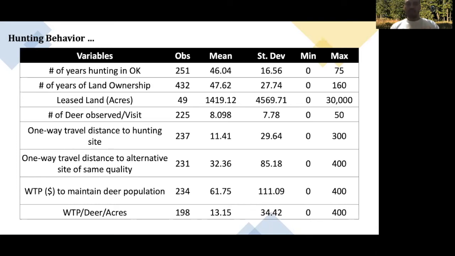This reflects the importance of maintaining and improving existing deer habitat to maximize the hunting benefit and the hunt satisfaction of hunters. To get the recreational hunting experience, landowners are willing to spend on an average of $61.75 and up to $400 just to maintain what they already have in their regular hunting site. Also, they are willing to spend on an average of about $13 and up to $400 for a deer in an acreage of land.